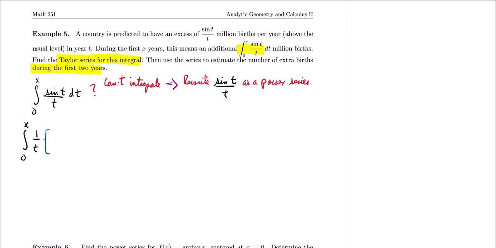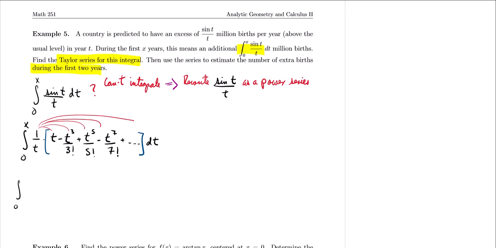It's going to be t minus t cubed over 3 factorial plus t to the 5th over 5 factorial minus t to the 7 over 7 factorial, and it would have kept on going here, dt. Okay, so now before performing the integral, I'm going to multiply everything by 1 over t. So what is that going to give us here? Eventually we would have multiplied times every single term. So this is going to give us the integral from 0 to x, where t times 1 over t is just going to be 1, and then we're going to be getting the rest of the terms here.